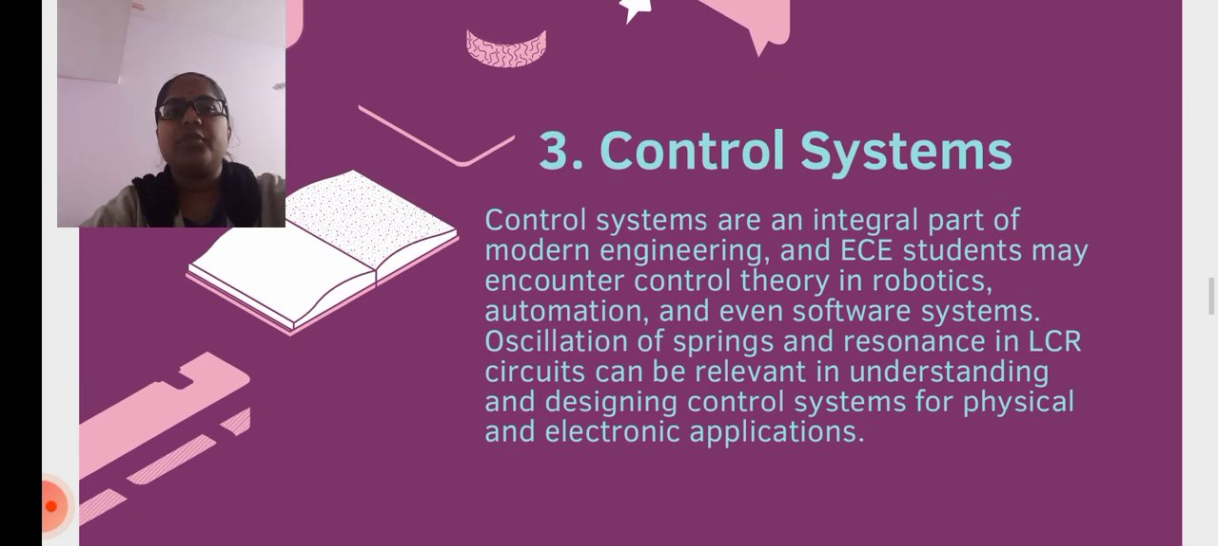Let us learn about the third agenda, which is control systems. Control systems are an integral part of modern engineering, and ECE students may encounter control theory in robotics, automation, and even software systems. Oscillations of spring and resonance in LCR circuits can be relevant in understanding and designing control systems for physical and electronic applications. So this is the third agenda, which is nothing but control systems.